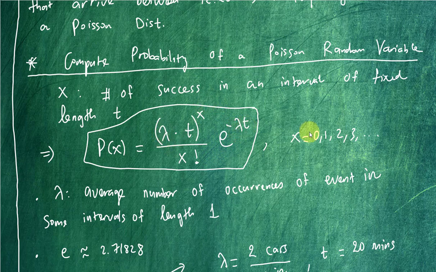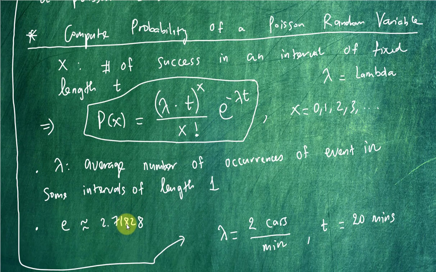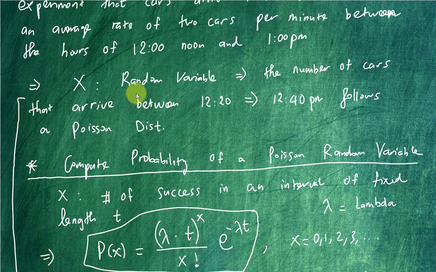Now this is the lambda. Okay, and your x is your discrete random variable from 0, 1, 2, 3, 4, 5, and so on. The lambda is the average number of occurrences of the event in some interval of length 1. And then the number e here is the natural number. It's equal to 2.71828, and so on.